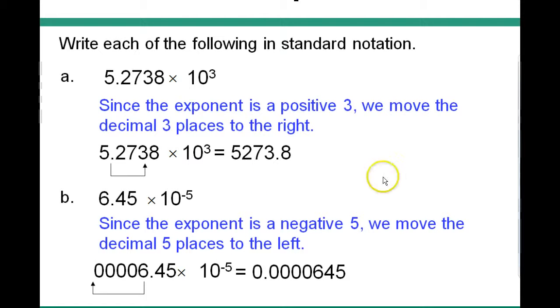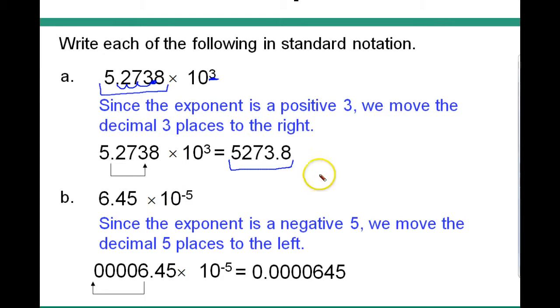Okay, so they want us to convert this now. So let's take a look at it. So we're moving it 3 places. So it's just 1, 2, 3. There's our number in standard notation.